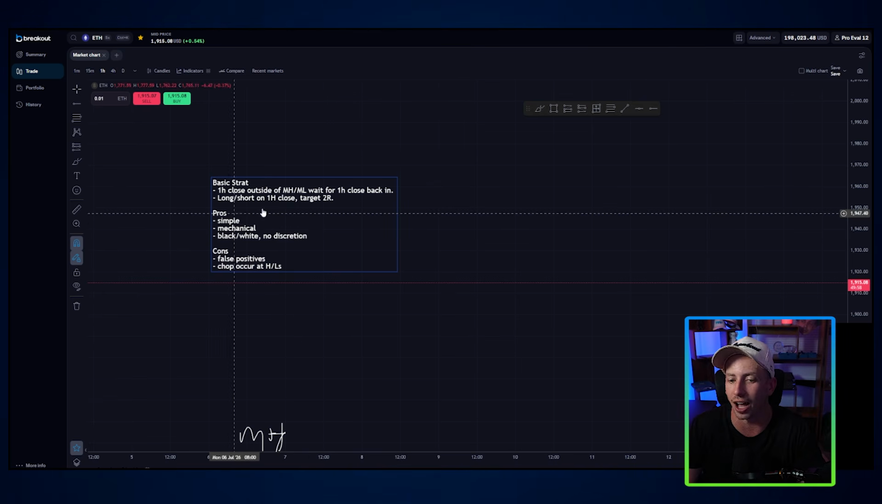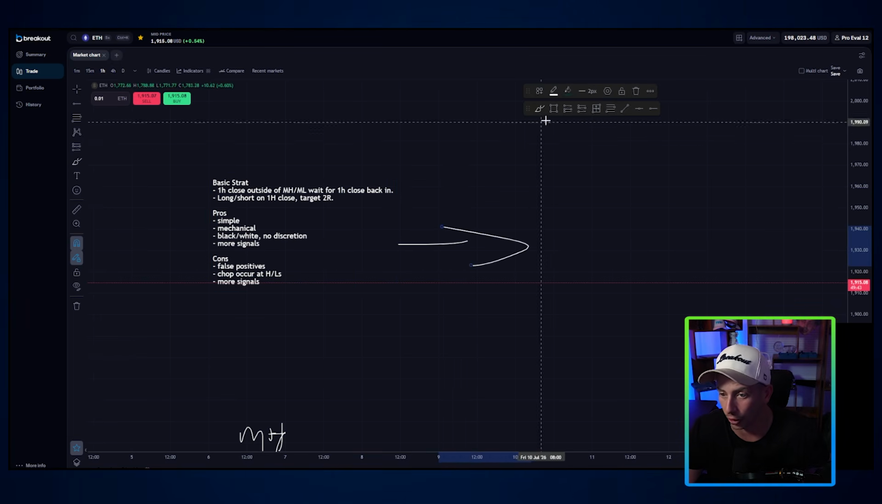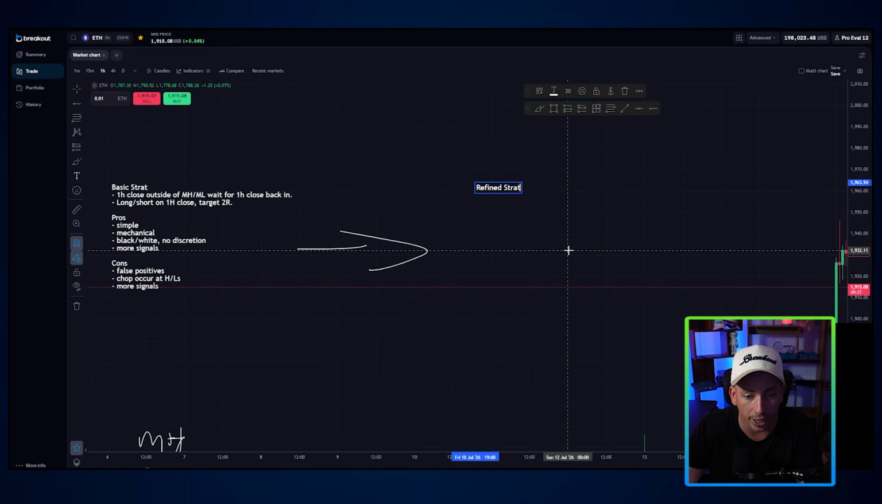However, if you want to refine this strategy further, the other pro here is you're going to get, I guess, more signals, but that's also a con. You're going to get more signals. But if you want to refine this further and have a higher hit rate where you don't get stopped out as much, I think you want to do the following, okay?